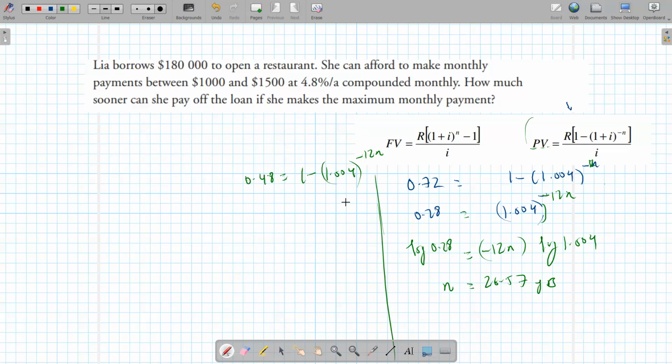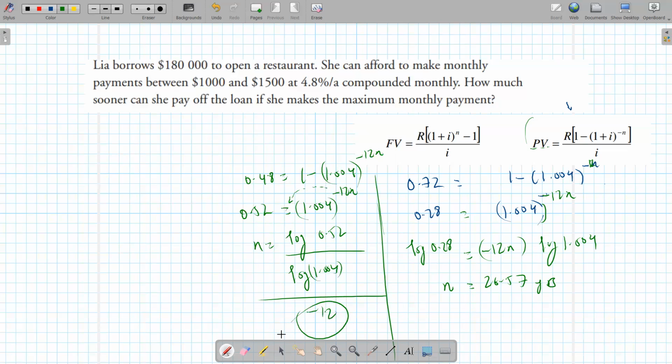You subtract 1, and that automatically also cancels out the negative sign. So you get 0.52 equals 1.004 to the power of -12n. Now you want to use logs, and that's going to bring the exponent down. So the answer is going to be log of 0.52 divided by log of 1.004, but also you want to divide this by -12 in the next step. So log of 0.52 divided by log of 1.004 divided by -12, so 13.65 years.